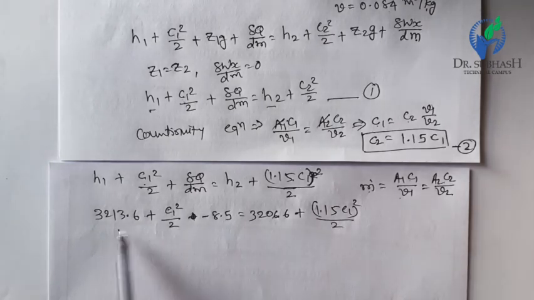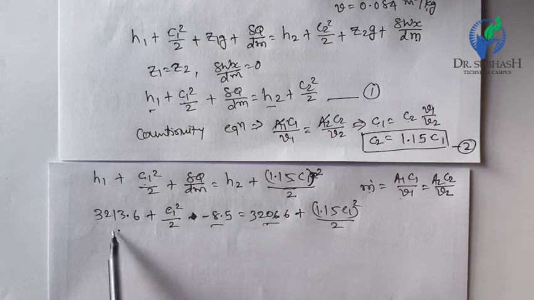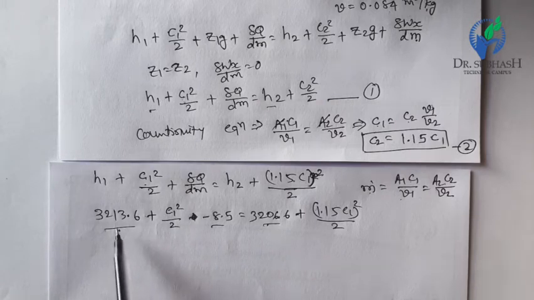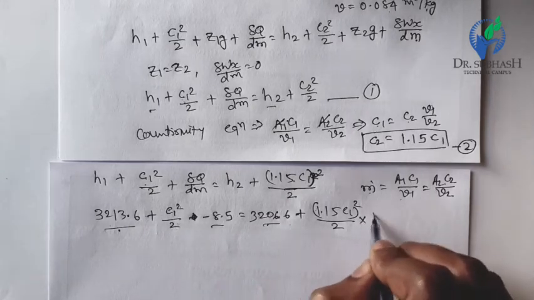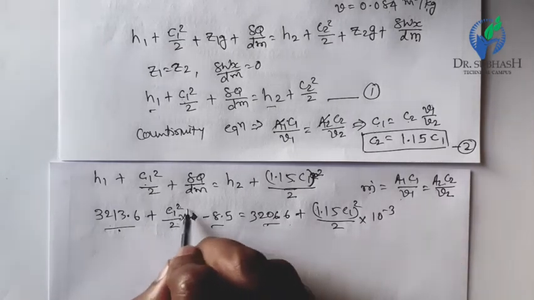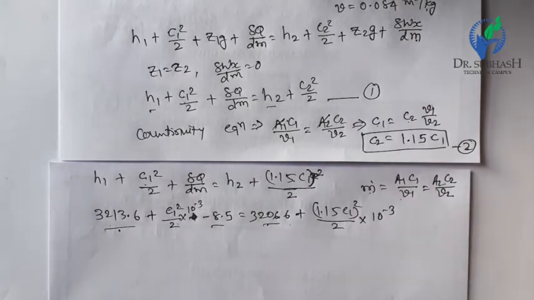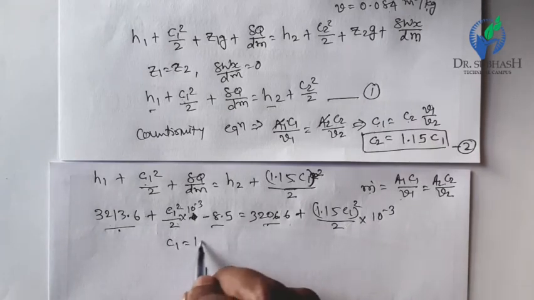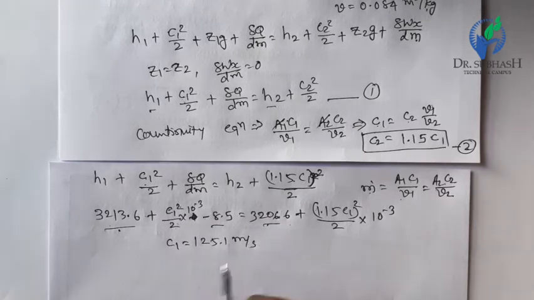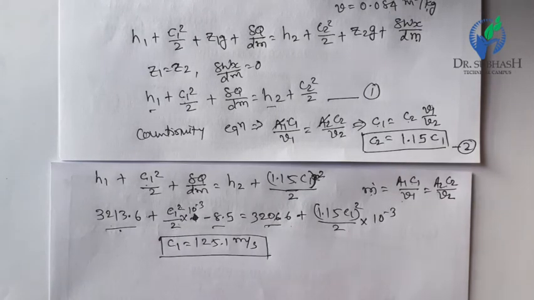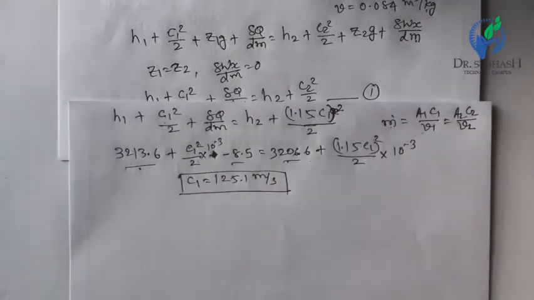But here all this data, this and this term, are in kilojoule per kg, and this is in meter per second, or meter square per second squared. So in this case you have to multiply with 10 raised to minus 3 on both sides. Now make capital C1 the subject, and by simple calculation you can calculate the value of C1 as 125.1 meter per second. So in this way we can calculate the velocity C1, our velocity at the inlet of the pipe, or at the boiler end.